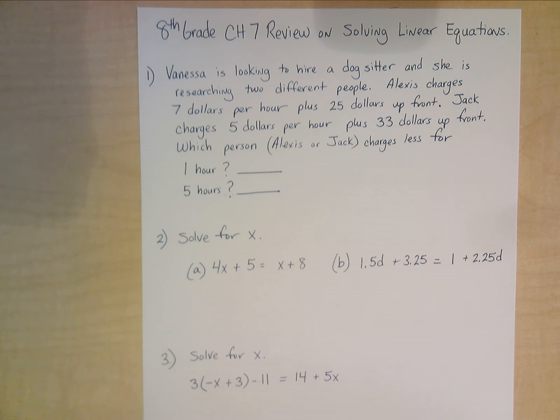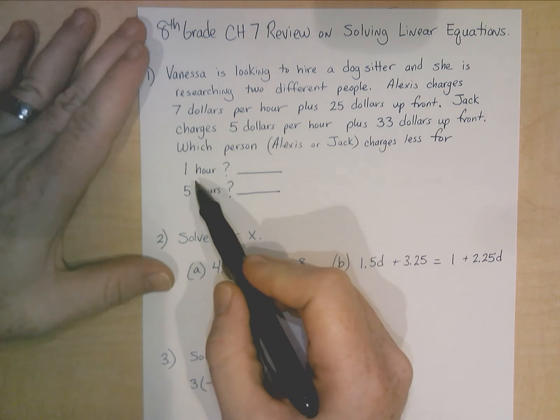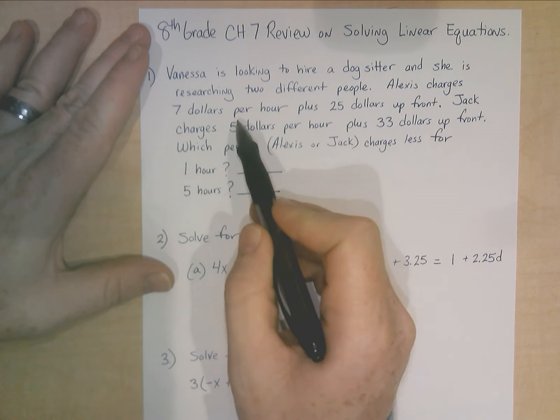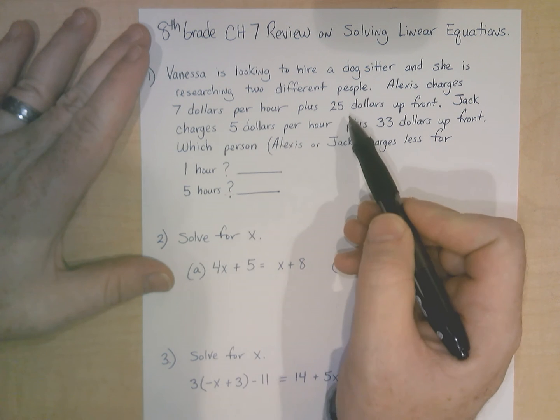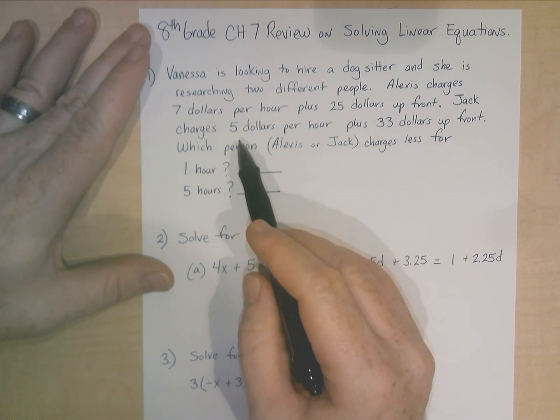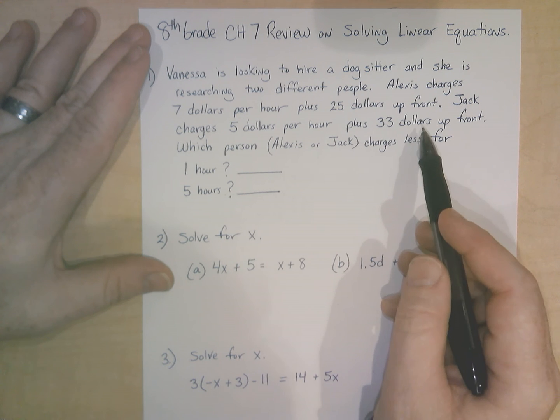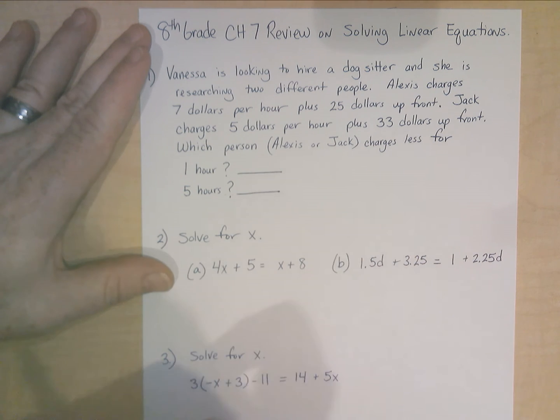Now, what I would do is I'd probably set this up. There's multiple ways of solving it. You can just basically plug it in. You could say, okay, $7 per hour, 7 times 1 is 7, 7 plus 25 is 32. Do the same thing here. 5 times 1 is 5, 5 plus 33 is 38. Obviously, Alexis is going to be cheaper over 1 hour. And then you could plug in the 5 here as well.